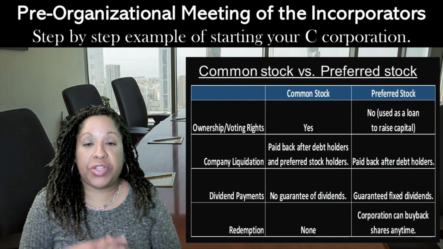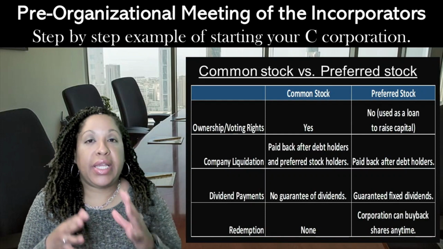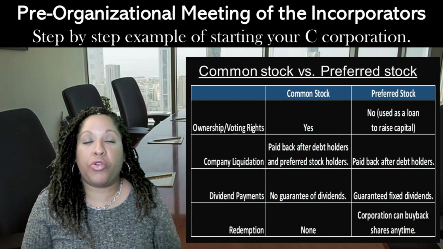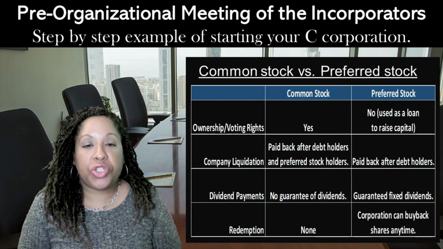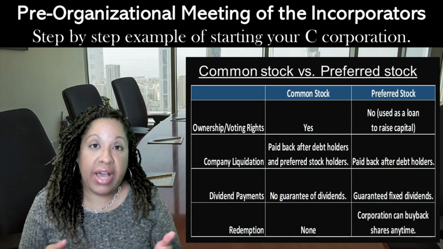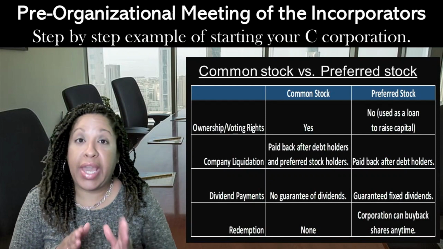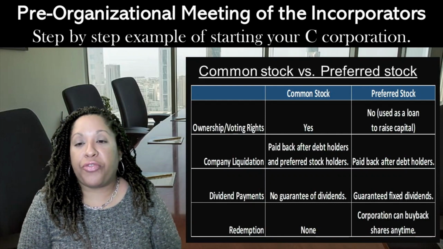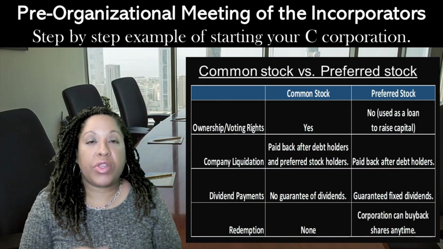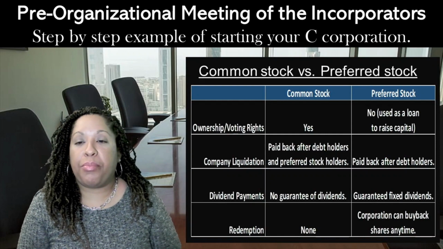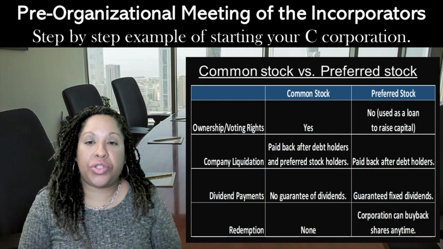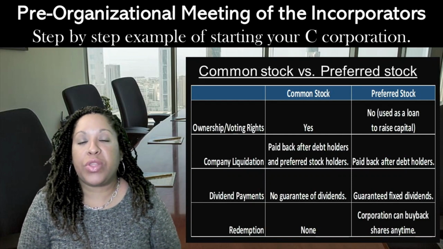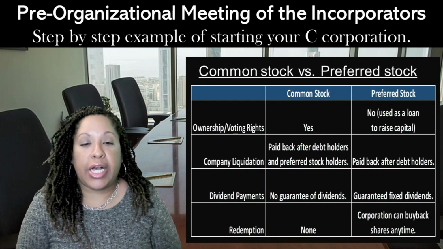Now, here I want to break down, just in case anybody needs help understanding the difference between common stock and preferred stock. So this is just a quick overview. When it comes to ownership and voting rights, with common stock, you will have voting rights. Usually, you can have common stock without voting rights, but usually it does. Preferred stock has no voting rights, but basically that type of stock is used as a loan or to raise funds for the company when preferred stock is issued.